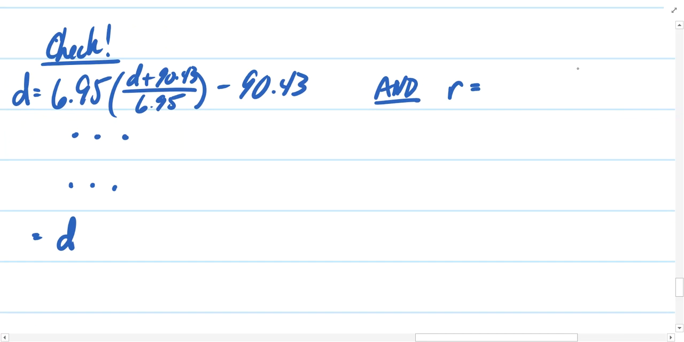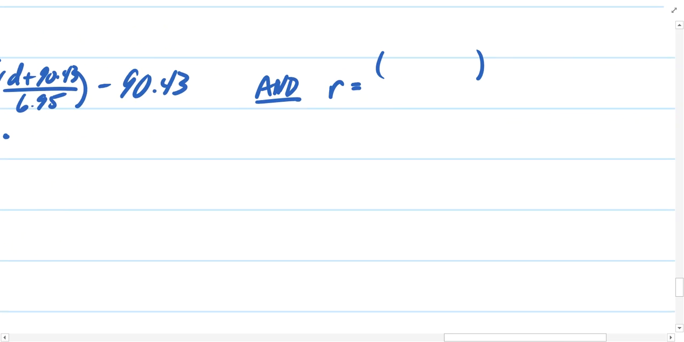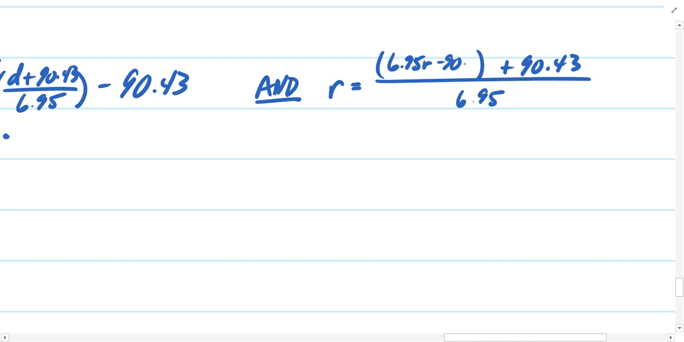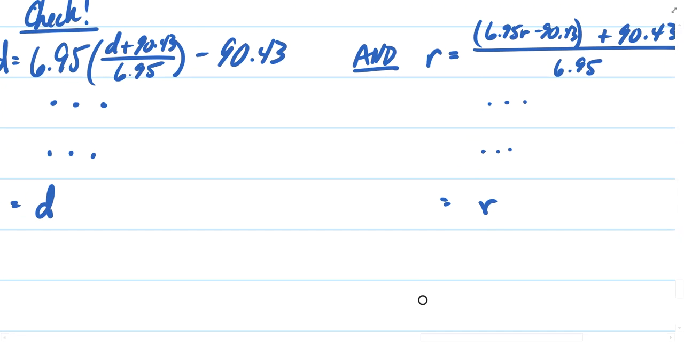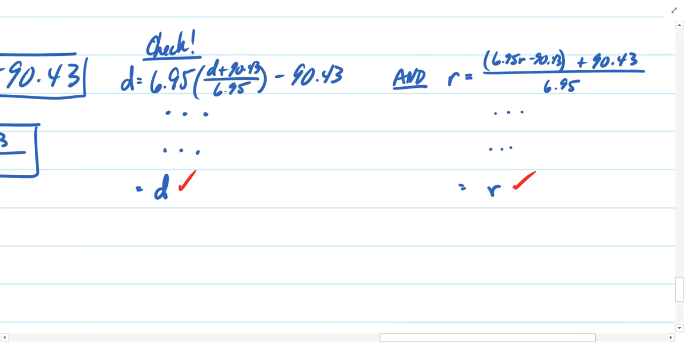So we'll set r equal to something plus 90.43 divided by 6.95. And the something on the interior is the other function, d, which was 6.95 r minus 90.43. And here again, as long as this simplifies, in this case down to r, then we'll be happy. And if that's the case in both directions, if both get verified, then we know that the two functions are indeed inverses.